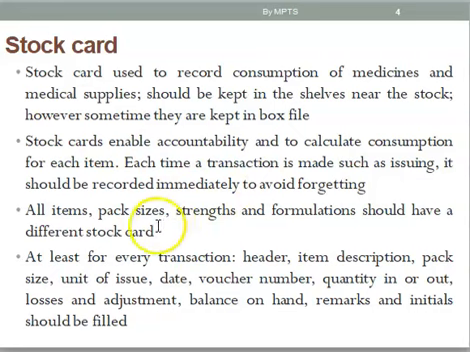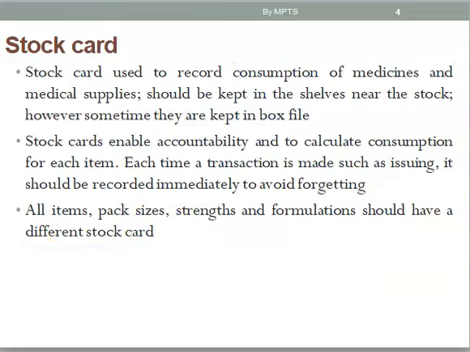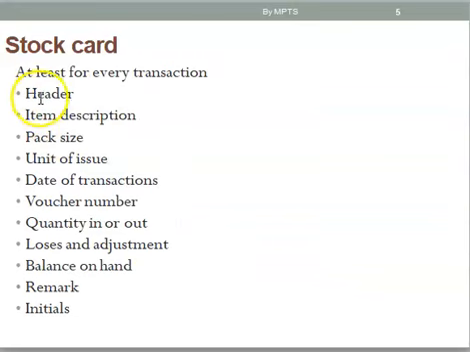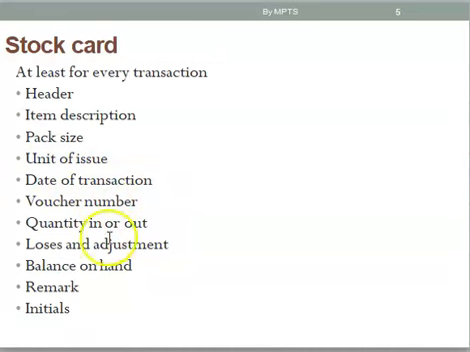Now, for each transaction, at least the following information should be filled. The header, of course, is filled at once. We have item description, I mean the name, the strength, pack size, unit of issue. If a pack size is 1,000, you're issuing in 1. Date of transaction. You have the voucher number, quantity in, quantity out, losses and adjustments, in case you have received items from unusual sources.